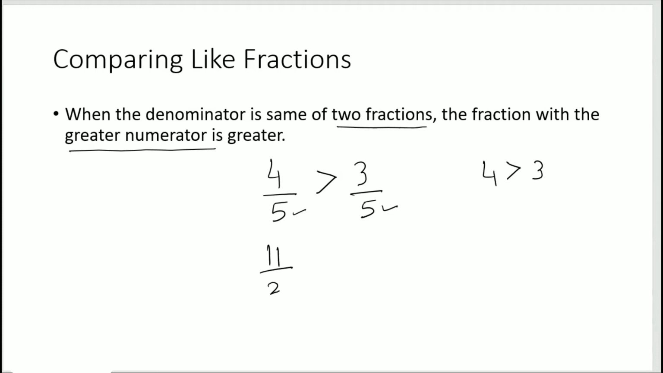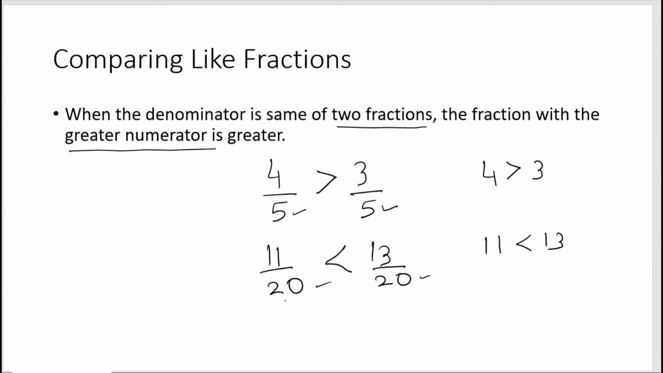11 over 20 and 13 over 20. Again, the denominator is same, so forget about the denominator. Compare the numerators. 11 is less than 13. Therefore, 11 over 20 is less than 13 over 20. You can also think of this as in 11 parts out of 20 parts, right? And 13 parts out of 20 parts. Obviously, 13 parts would be greater.